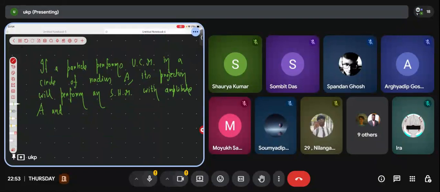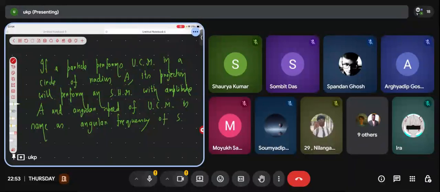And angular speed of UCM is same as angular frequency of SHM. Yes or no? Any doubt? Is it clear, guys? Have you been able to understand? Yes or no? Have you been able to understand till now? Anything that you couldn't follow? Please let me know. We'll discuss that part. And if you have understood everything, then we can proceed.